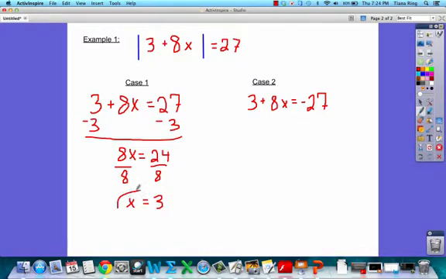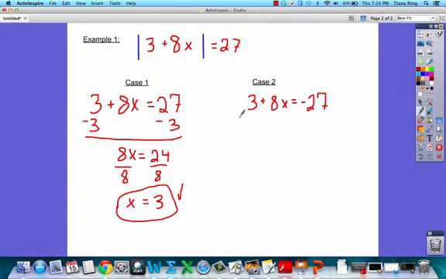Okay, and you can check your answers by plugging them in and making sure it's something that's true. So if we plug in 3 here, 8 times 3 is 24, 24 plus 3 is 27, and the absolute value of 27 is still 27. So if you ever want to check your answers, that's how you do that. Okay, so we know that one's correct. And then we move on to case 2.